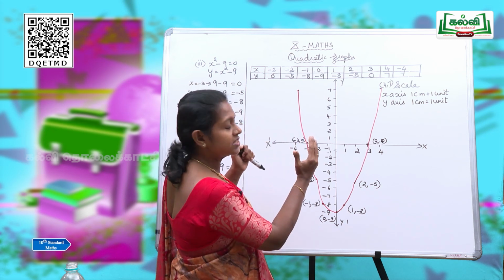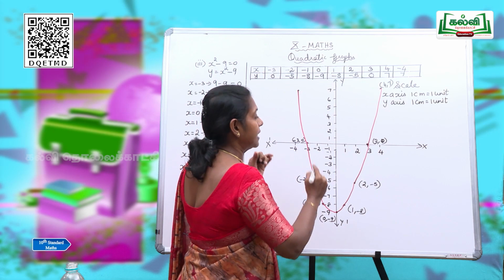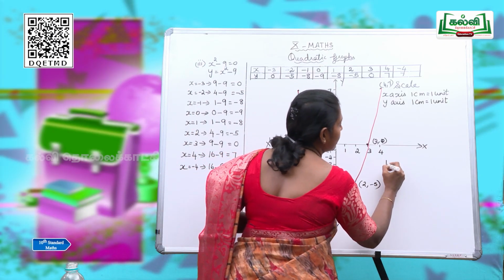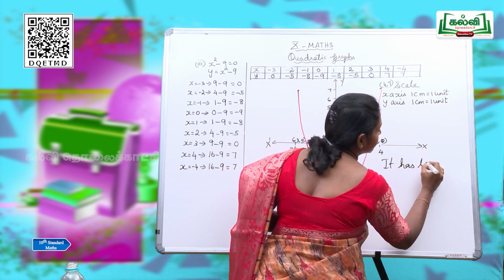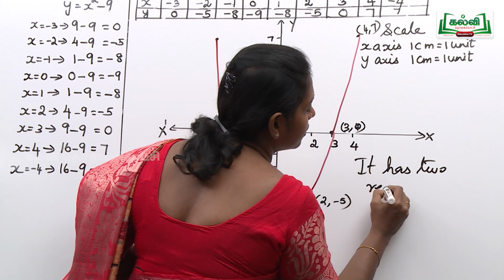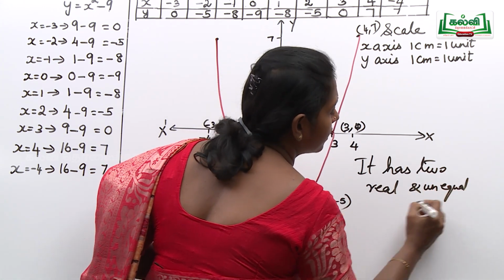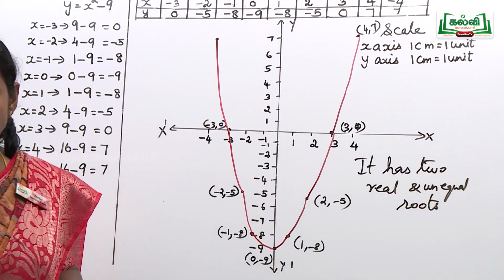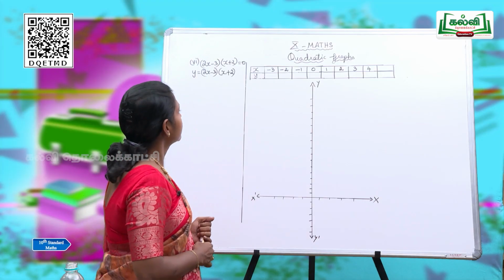So from the graph itself you can understand, you will not get any confusion about this graph. It is real, but it is not equal. So you can write the answer. It has 2 real and unequal roots. Now this is the nature of roots. So are you clear about it? Now the next question. See this question.